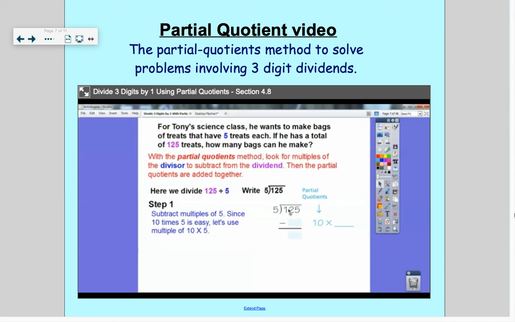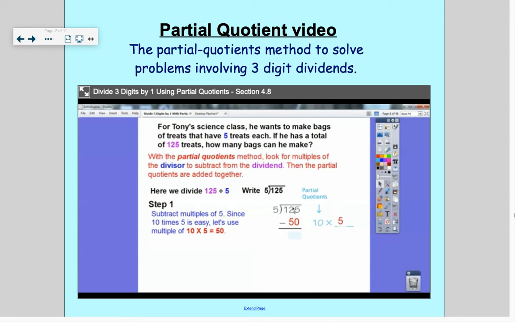Okay, so here it is right here. I'm going to go 10 times 5 and put 50 right there, okay? Because there you can do 10 times 5, and we're just going to keep doing multiples of 10 times 5. That's why they're called partial quotients, you guys. We're just breaking it down part by part, okay? So 10 times 5 equals 50, okay? So we're going to subtract multiples of 5, and since 10 times 5 is easy, let's use multiples of 10 times 5, okay? All right, so let's go ahead and subtract.